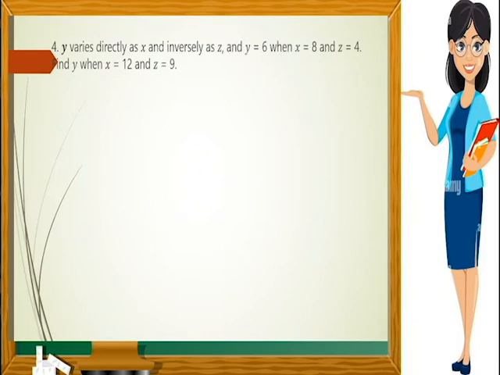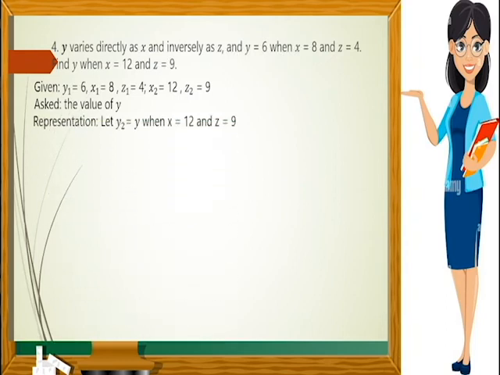So, let us solve for the example number 4. Y varies directly as X and inversely as Z, and Y is equal to 6 when X is equal to 8 and Z is equal to 4. We're going to find Y when X is equal to 12 and Z is equivalent to 9. So, for the given, we have Y sub 1 is equal to 6, X sub 1 is equal to 8, Z sub 1 is equal to 4, X sub 2 is equal to 12, and Z sub 2 is equal to 9. Okay, so what is asked? The value of Y.